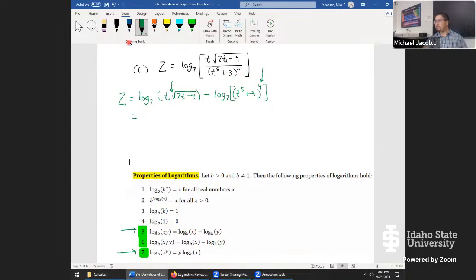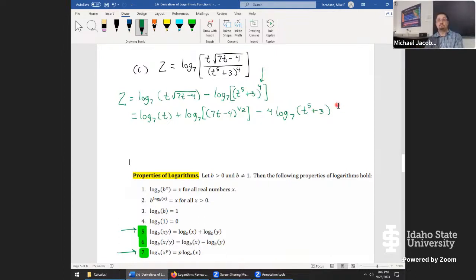Okay, so on our next step, here's what we're going to do. That multiplication is going to split into addition. So it's log base 7 of t plus log base 7 of, instead of the square root, let's put in the power of 1/2. 7t minus 4 to the 1/2 power. Okay, we're done with that portion. Then there's a minus. And we might as well move that 4 down right now. 4 log base 7 of t to the power 5 plus 3. Now that one's done, and we're in much, much better shape.